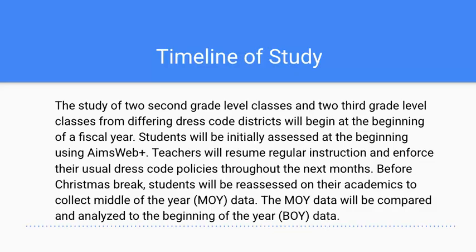Timeline of study. The study of 2 second grade level classes and 2 third grade level classes from differing dress code districts will begin at the beginning of the fiscal year. Students will be initially assessed at the beginning of using AimsWeb Plus. Teachers will resume regular instruction and enforce their usual dress code policies throughout the next months. Before Christmas break, students will be reassessed on their academics to collect middle-of-the-year data. The middle-of-the-year data will be compared and analyzed to the beginning of the year data.